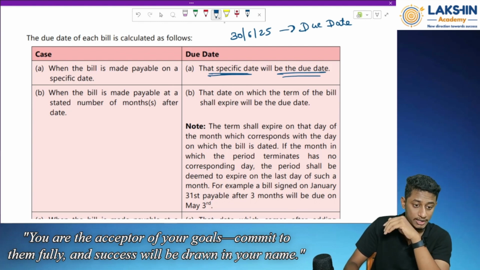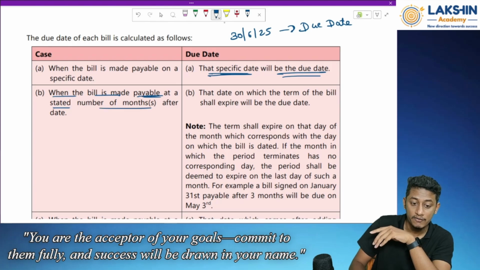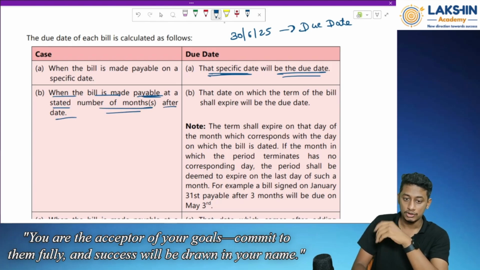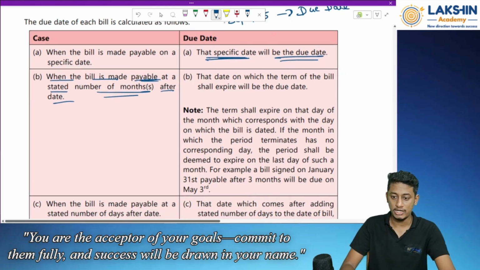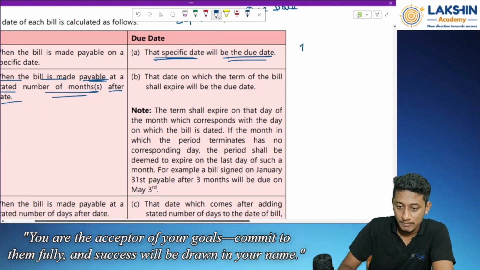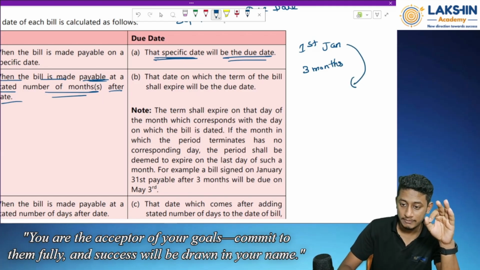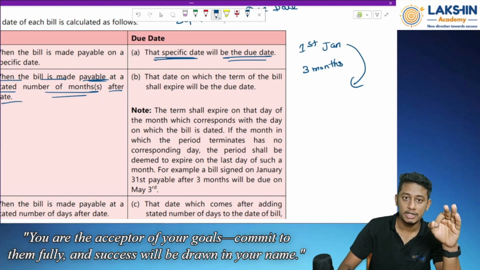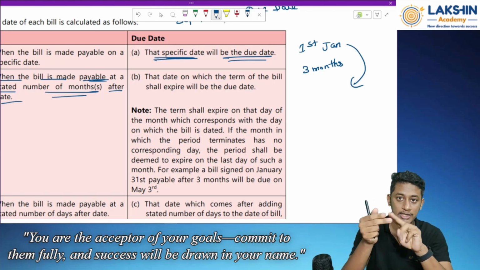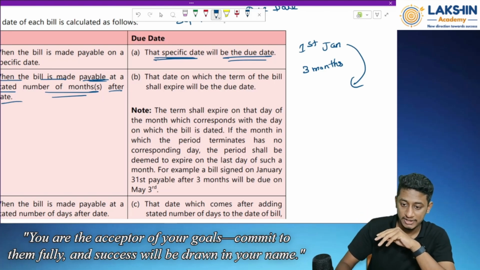Then, going ahead. When the bill is made payable at a stated number of months after date. Let us say I have drawn the bill on 1st of January. But I say that the bill is valid for 3 months. This is the validity of the bill. So after 3 months the payment should be done. So what is 3 months after the January month? January full month, February, March end. So April 1st.